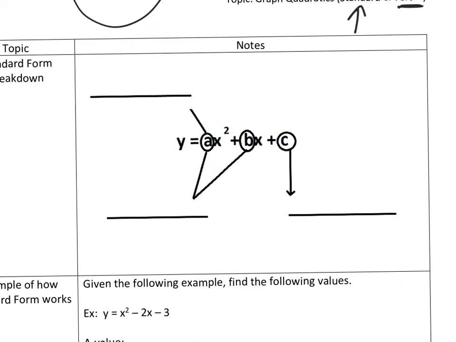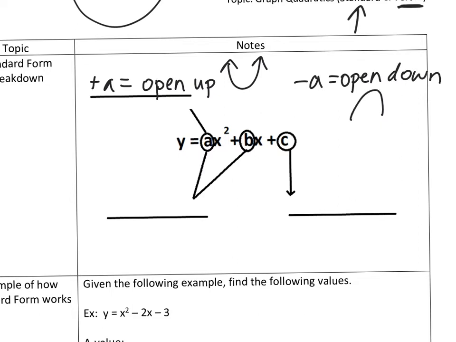So first off, standard form equation, we've seen this before. y equals ax squared plus bx plus c. Okay, just a typical trinomial. What the A is going to tell us on these is what direction our U is going to be. So for instance, if A is positive, it's going to open upwards. So it's going to look like this. If A is negative, then it's going to open down. It's going to be an upside down U.